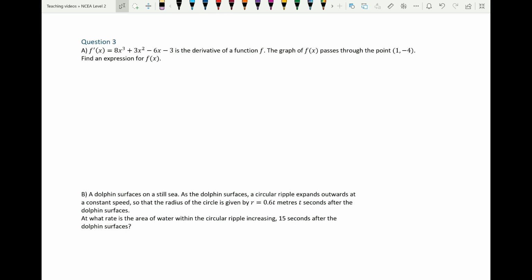So we've been given f dash of x, and we need to find f of x. So going from the gradient function, f dash of x, to f of x means integrating. We've been given a pair of coordinates that f of x goes through. That is so that we can find the constant of integration, c. So let's integrate and see what we get.